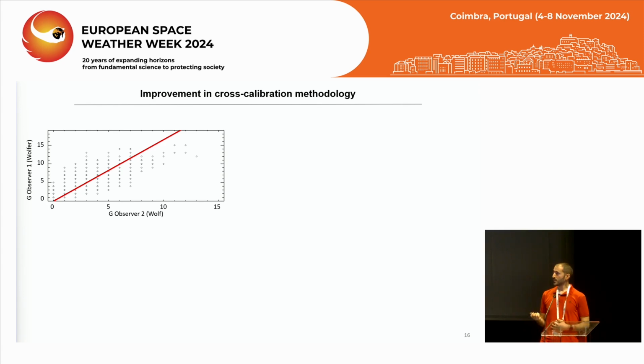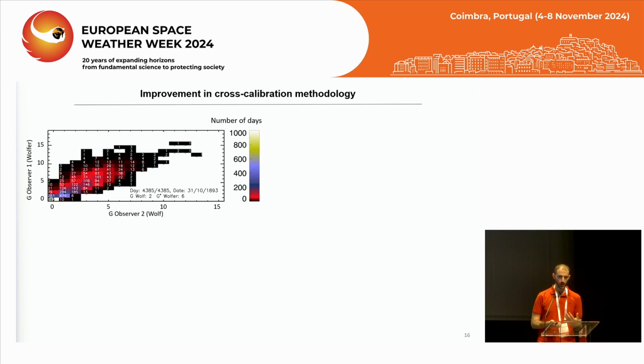And this is basically the scatter plot between two observers, and since the values are discrete, you see that you have a lot of overlapping values, so you don't really get much information. The red line is what was typically used in the past. What we did was, here you see in numbers how many data points are covered with each data point that you saw in the previous slide.